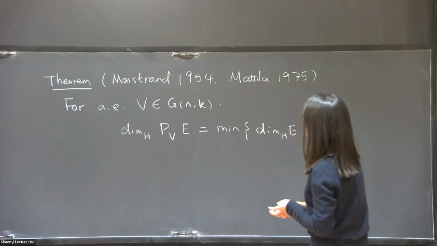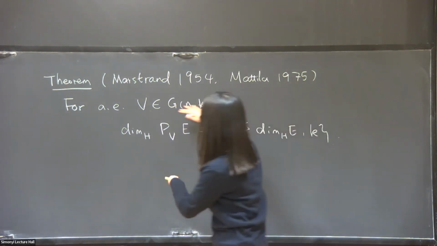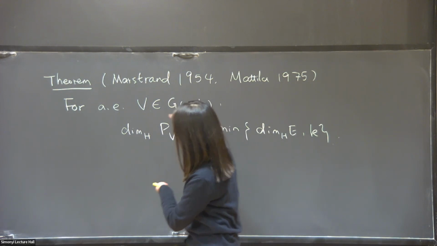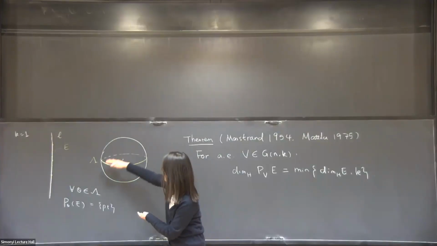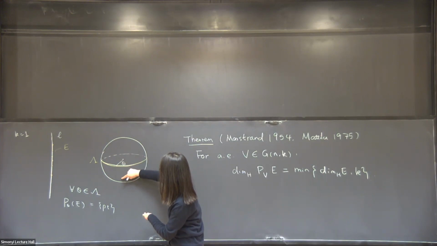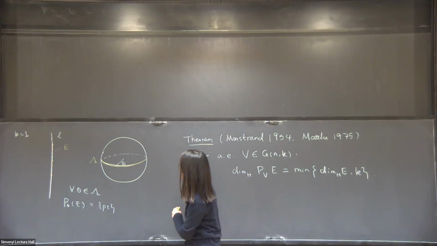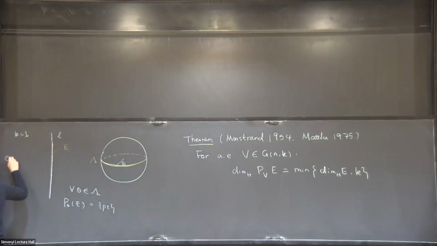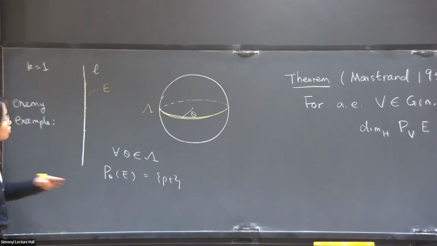Now, because here we have access to almost every k-dimensional subspace, in this case we have access to almost every direction, and that's one way to get rid of this enemy example. But in some cases we don't have access to almost every k-dimensional subspace. So what can we do?